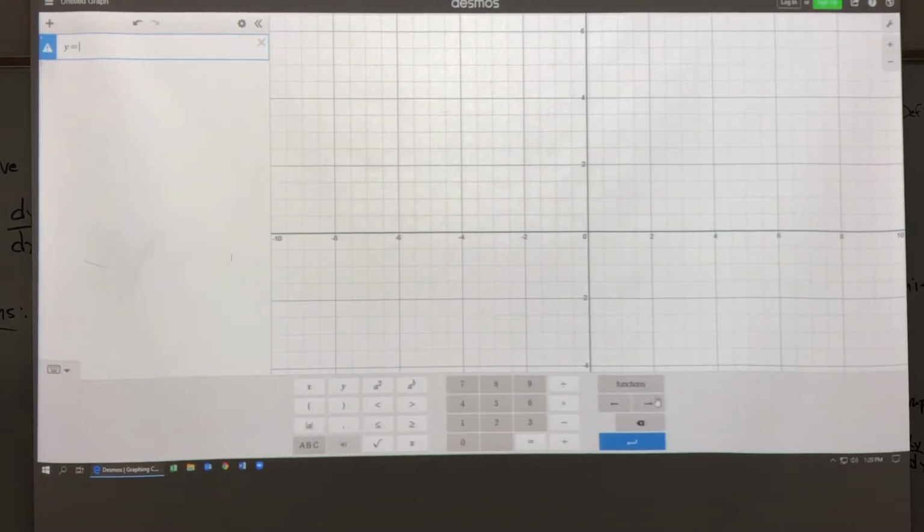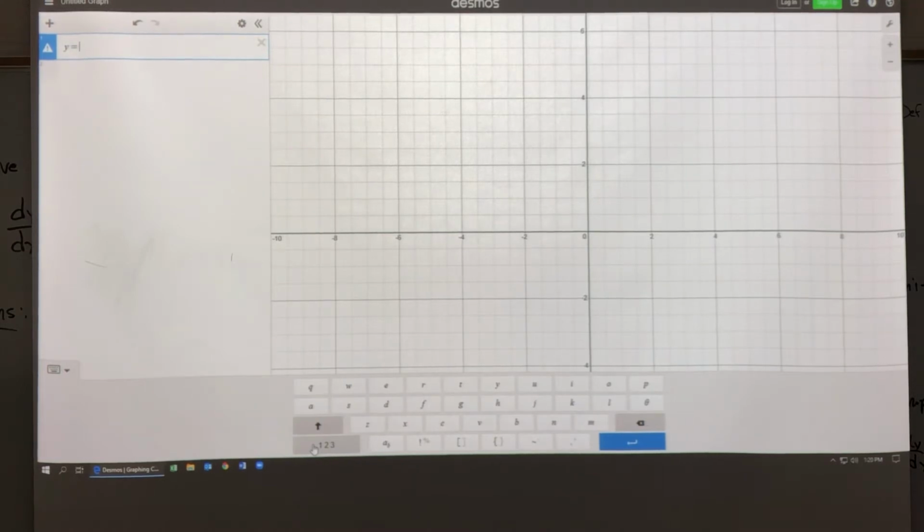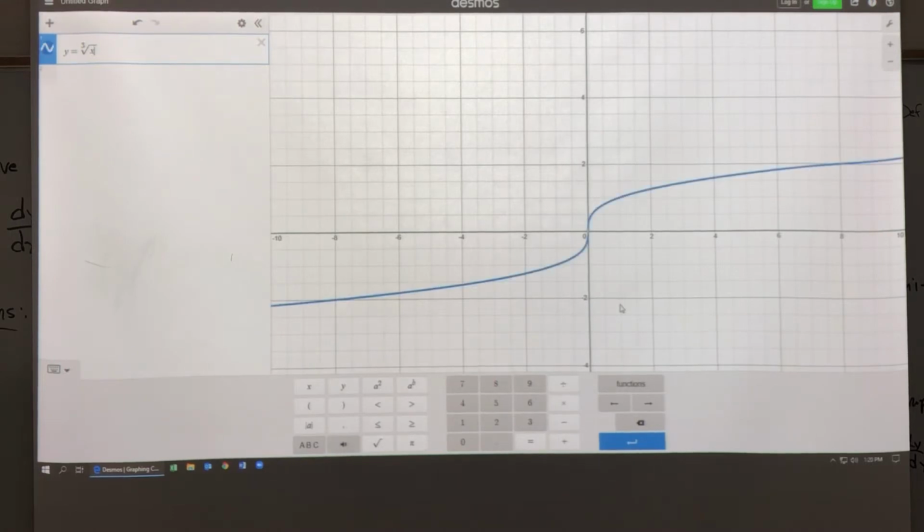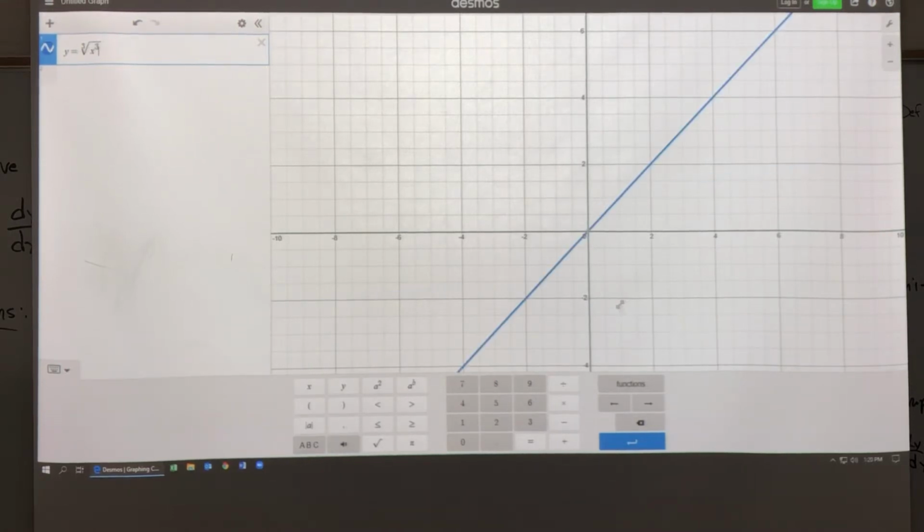Give me a second to bring up the cube root. Let's see if I have more options here. Functions, miscellaneous, and there we go. I know I can just use a 1/3 power. Cube root of x cubed plus c.